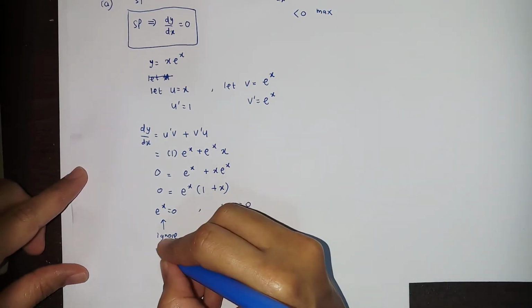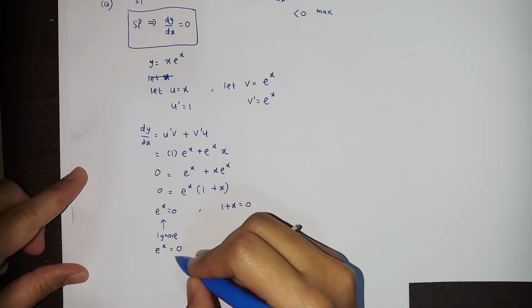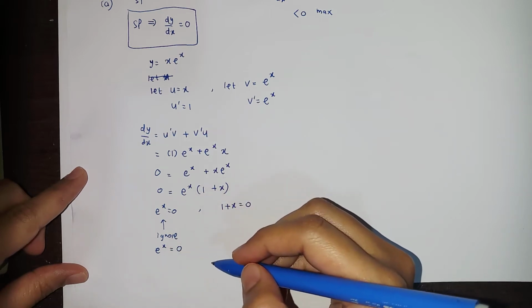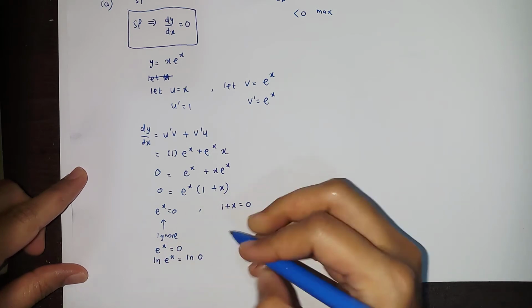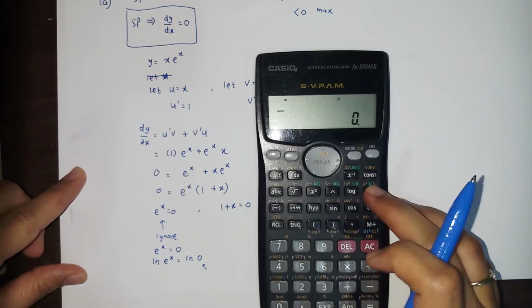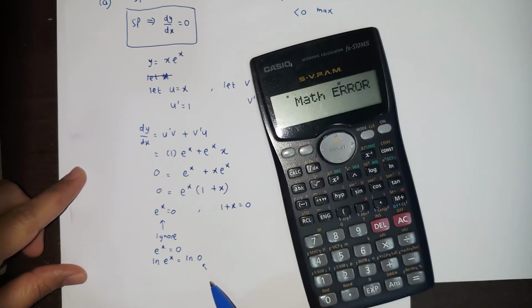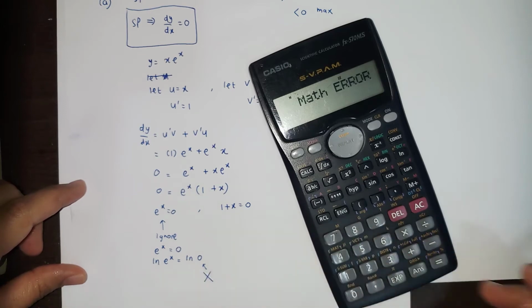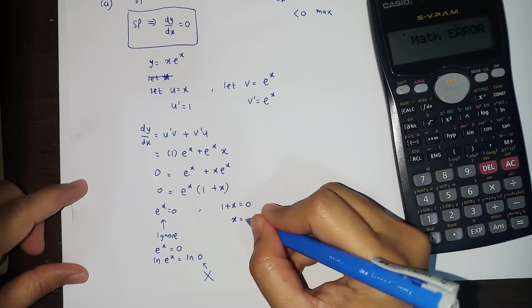Because when e to the power of x equals 0 and we want to solve for x, you take ln on both sides and get ln e to the power of x equals ln 0. So what is ln 0? If you press ln 0 on your calculator, you will get a math error. That means there is no value for that, so you just ignore that part. We consider one value only, which is 1 plus x equals 0. Solving for that, you get x equals -1.